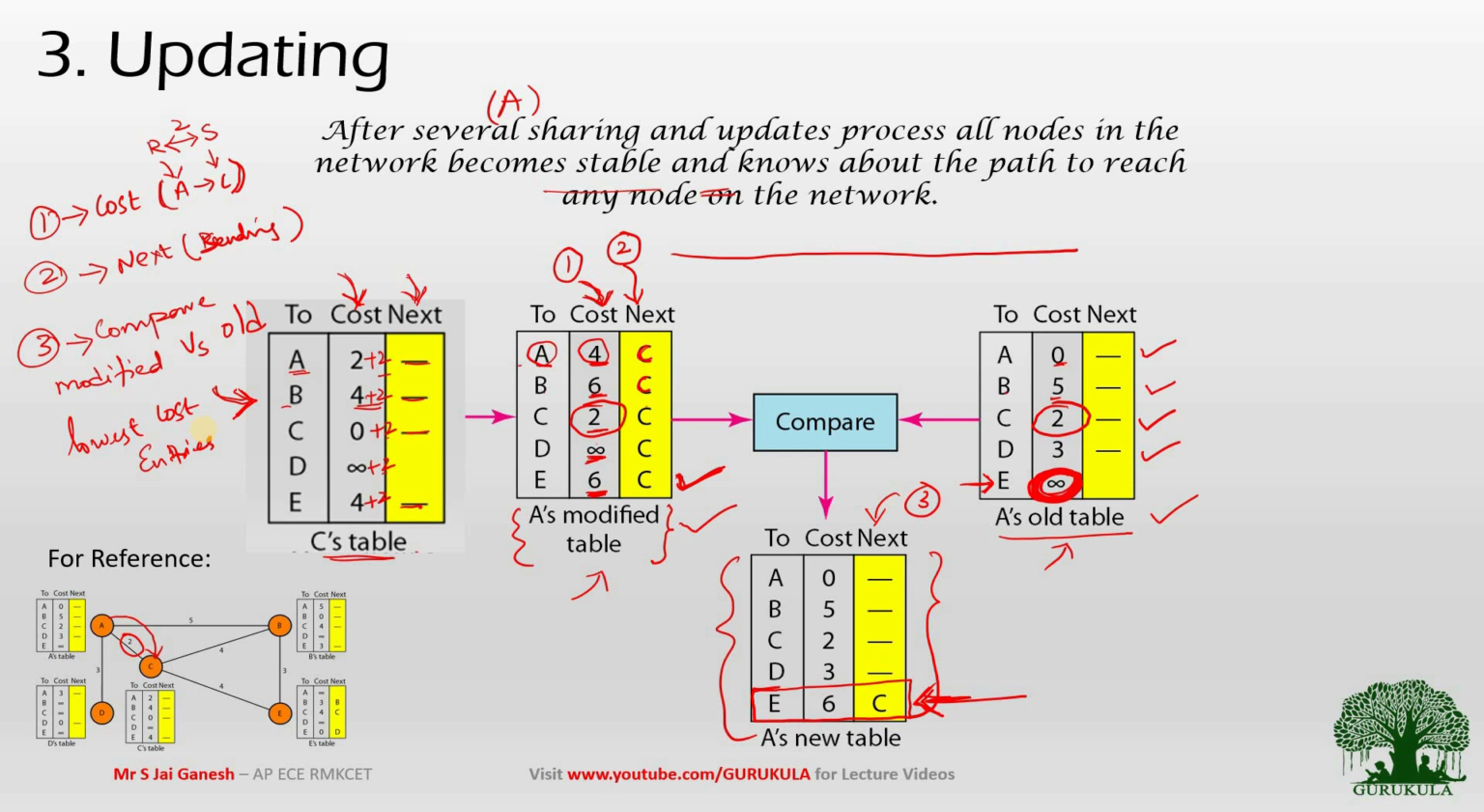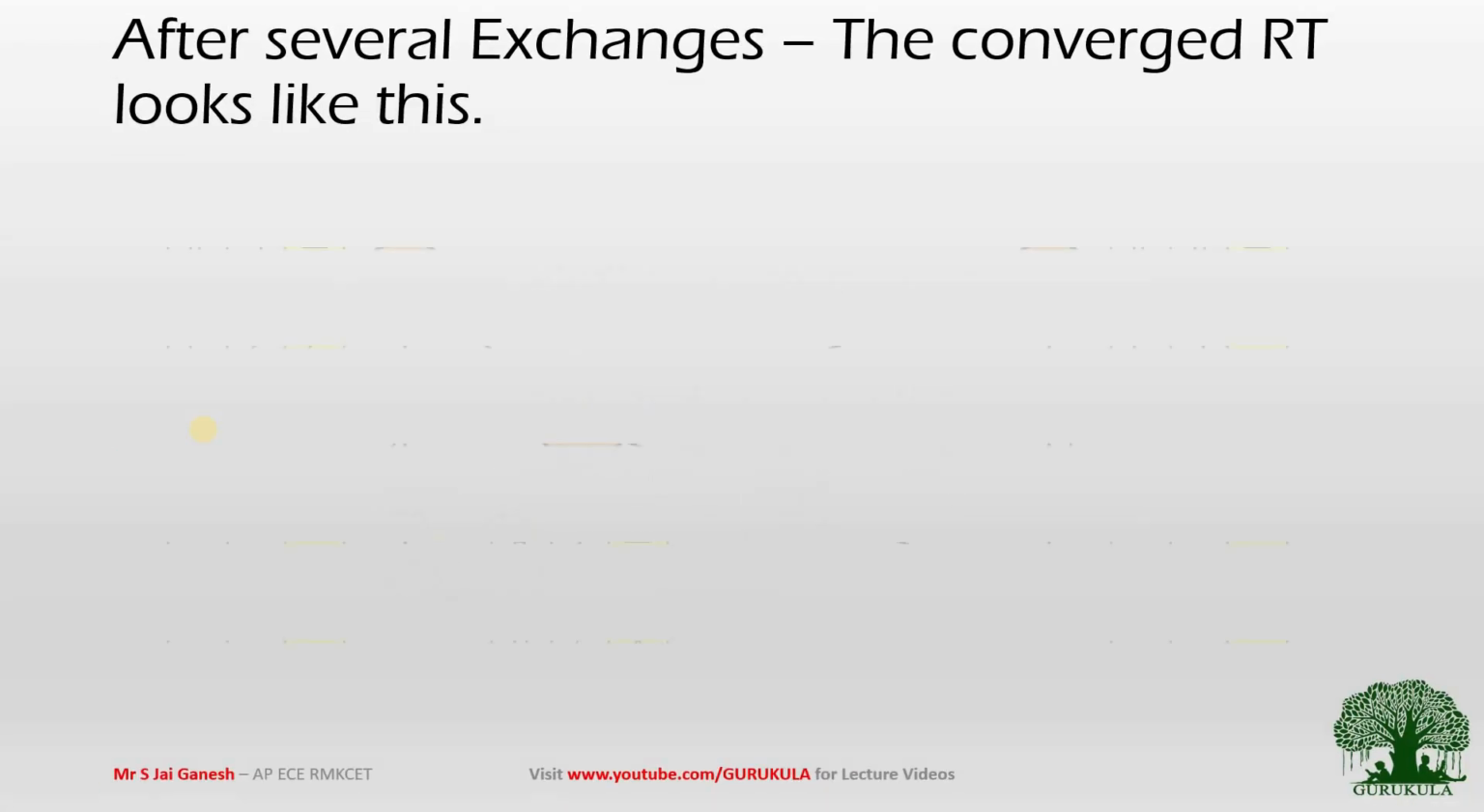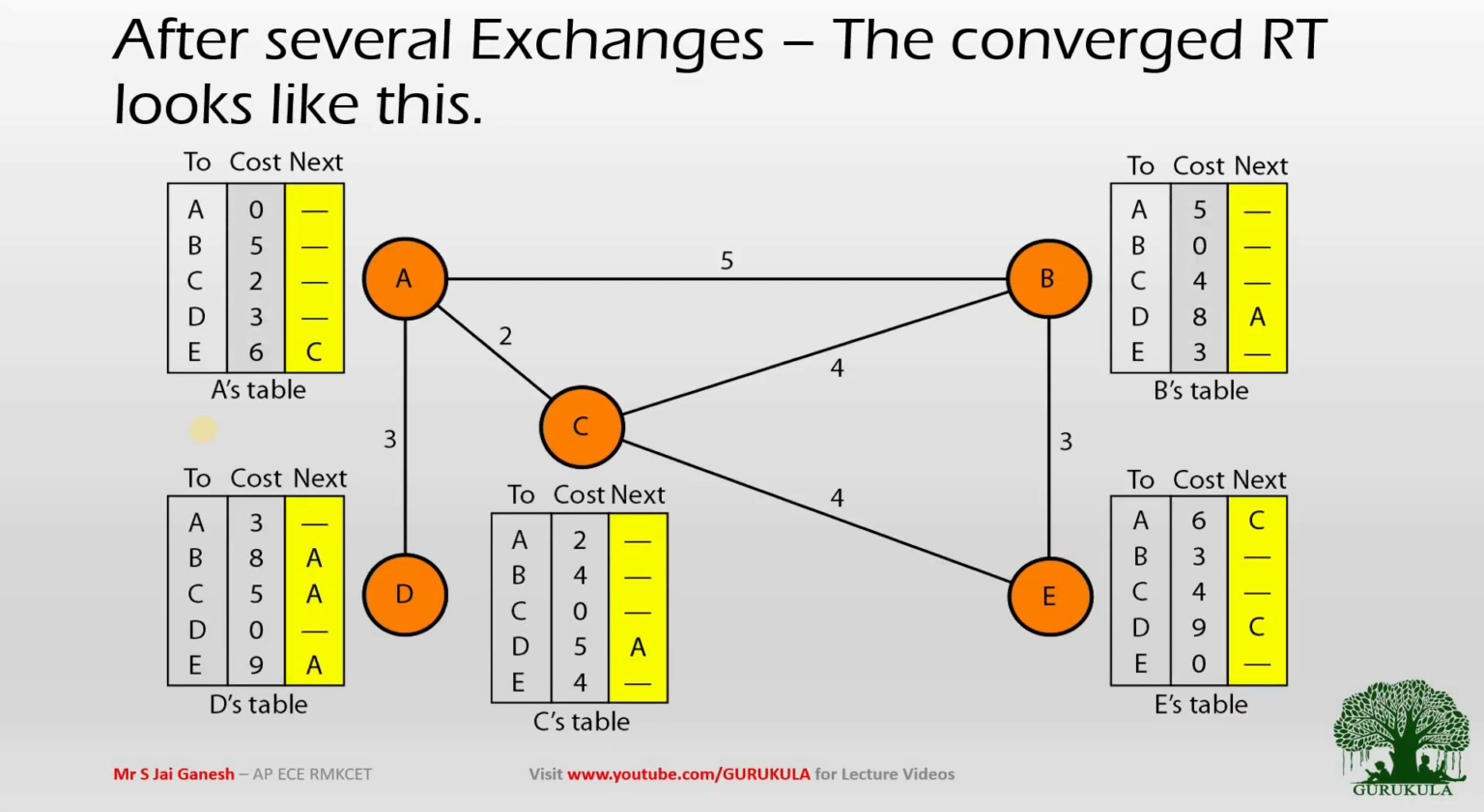And several sharings will happen. We cannot say that this is the only sharing that is available. Once A has updated its table, it is going to share its table again with B, C and D. Similarly, if B updates its table, it will send its updated table to A, C and E. Likewise, several sharings will happen between each and every node in the network. And finally, the routing table will look like this.